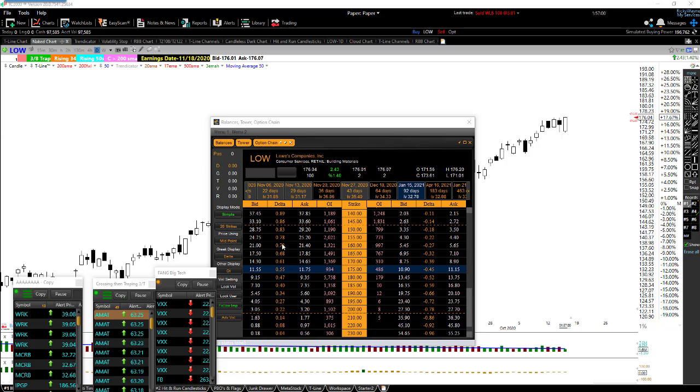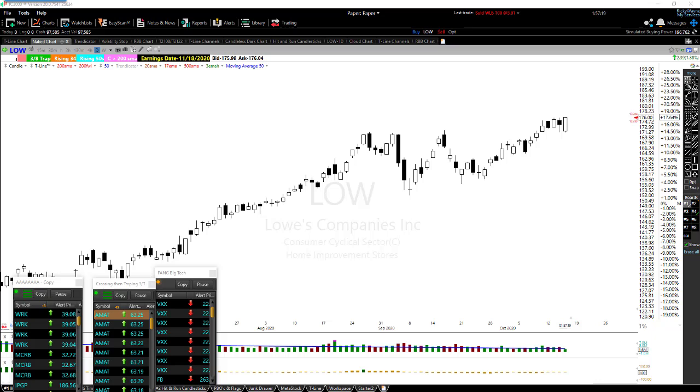So I want delta to be around 70, and I want the open interest to be at least 20 times of what I'm going to share. That is the only thing I look at. Absolutely the only thing that I look at. I hope that answered your question there. Hope it did. If not, we'll talk about it again. Let me put this back up here. There we go.